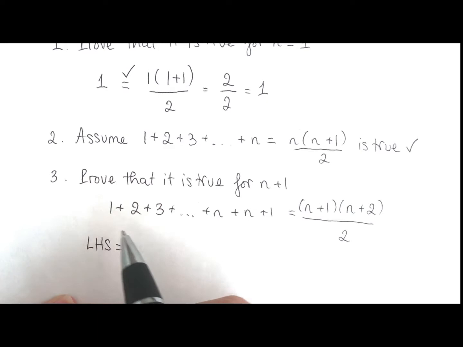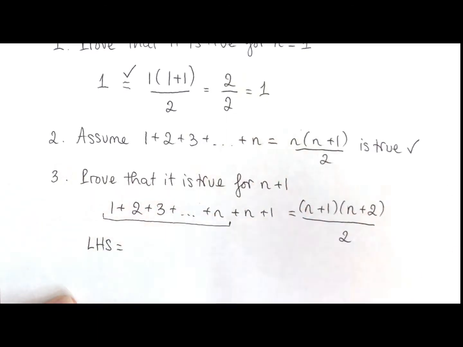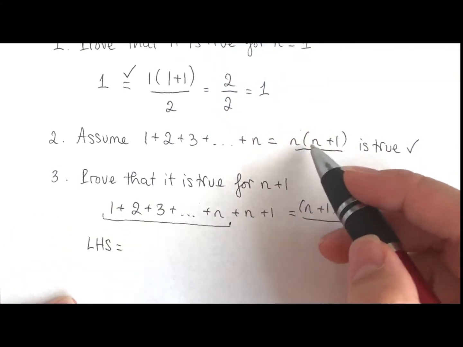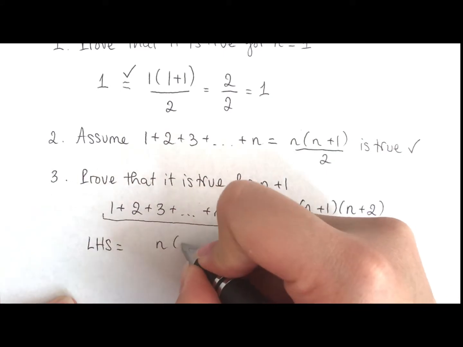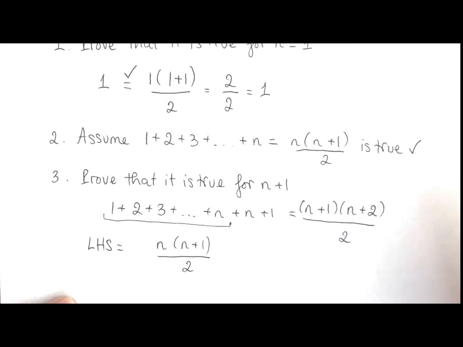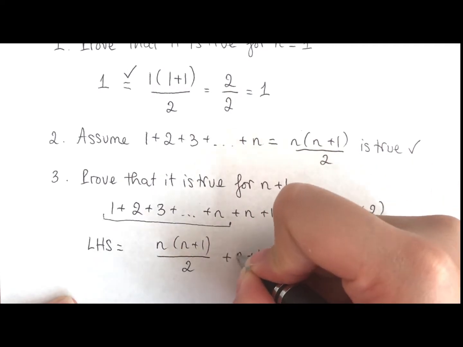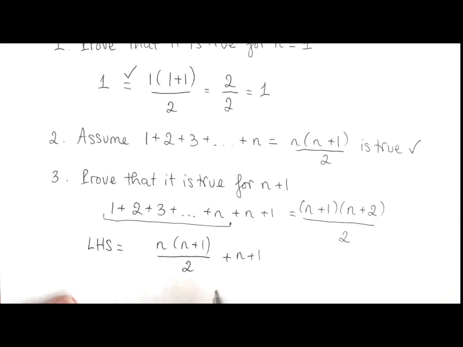So the left-hand side, if you look at it, this part right here is what we assume is true in step 2. So we know that this part is equals to that over 2. And we still have n plus 1 right here. So we're trying to make this side equals to the other side. So now we're just using algebra to make this side look like the other side.